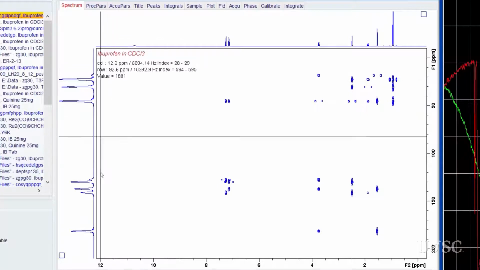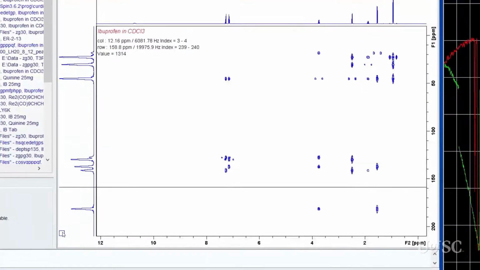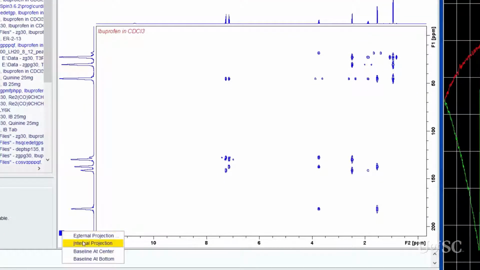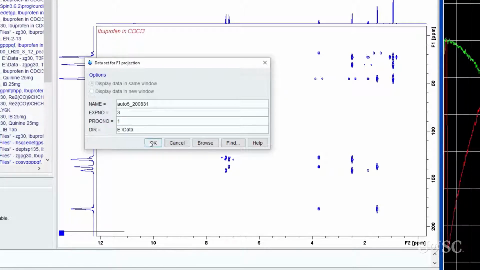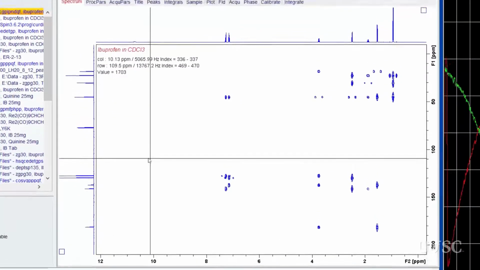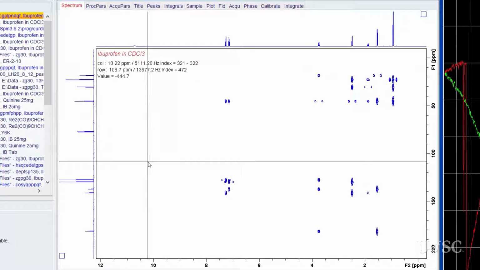If you have a 1D C13 spectrum available, you can replace the projection with this dataset. Right-click in the projection area and choose External from the pop-up menu. Enter the file name and experiment number that contains the 1D C13 spectrum and click on the OK button. This will make interpreting the results easier, but it is not necessary.